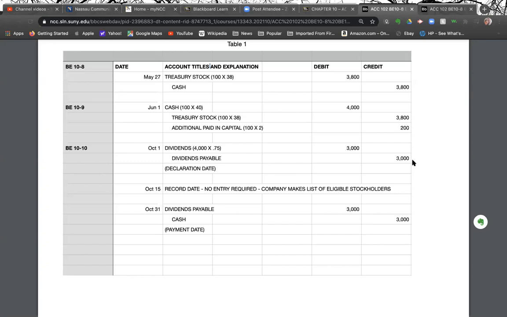And then finally, October 31st is the day the dividend gets paid out. Debit dividends payable and credit cash, just like you would debit accounts payable and credit cash, right? Debit dividends payable and credit cash. Now you know who you're going to pay the dividend to, so you can actually write the checks. You see, on October 1st, you're not sure who you're going to pay it to. You have to wait until October 15th before you'll know that. And then October 31st, you're actually going to write the checks for $3,000 to pay the dividend.